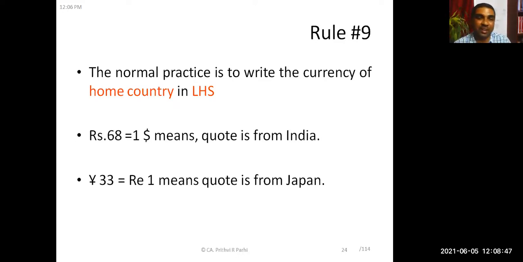That means $1 is equal to 68 or 75, as the case may be, or 1 rupee is equal to yen 33. So normally, if this kind of quote is there, you should understand that this quote is from India and this quote is from Japan.